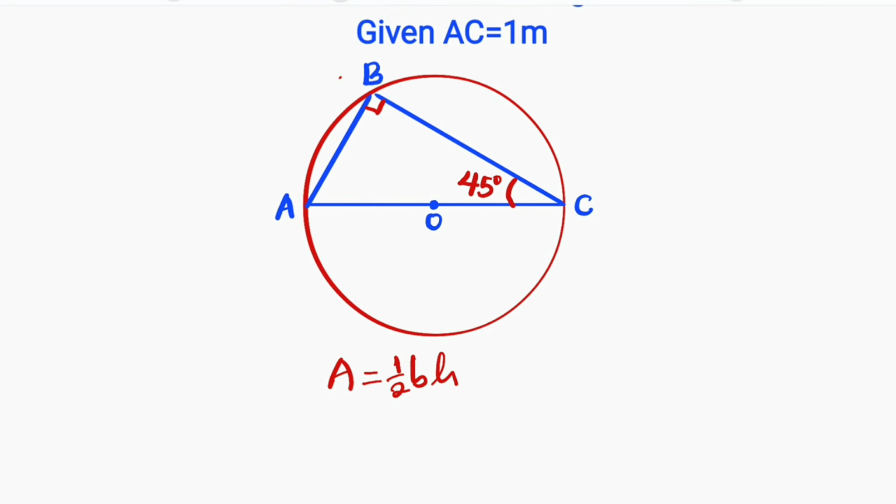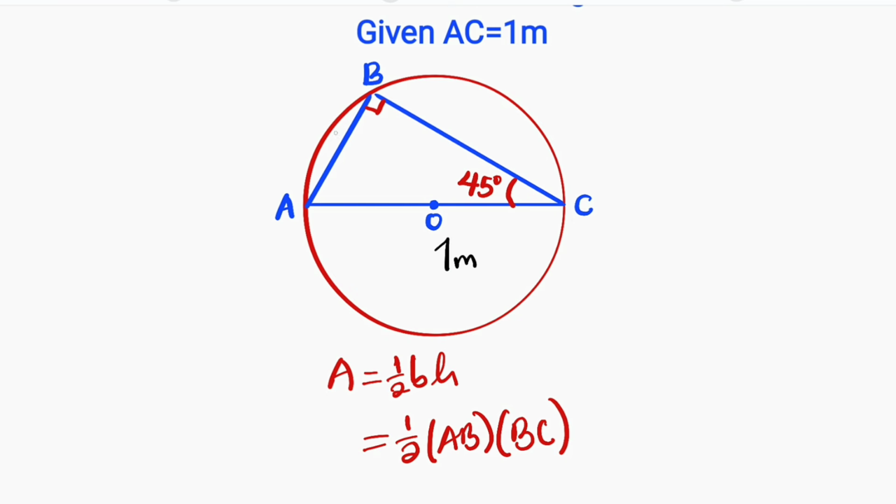I want to consider AB as the base. So this is 1/2 multiplied by AB multiplied by the height, which is going to be BC. And hence we have to find the side lengths AB and BC. Let's start with AB. Already we have this side to be 1 meter.